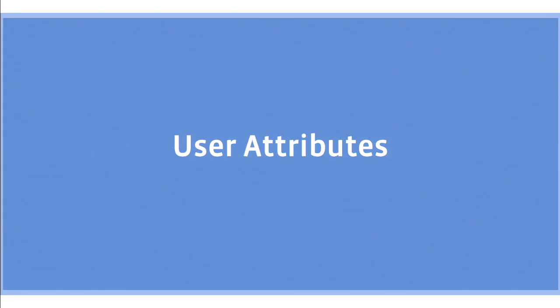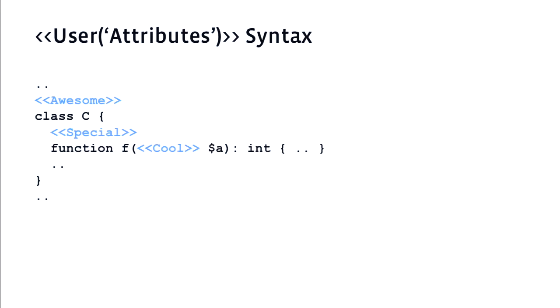Next thing I'd like to talk to you guys about is user attributes. User attributes are a way for us to have annotations that are friendly to tools that don't really have much of a runtime effect, but they allow you to build tools that depend on static analysis. And the syntax looks like the following. You have these weird little double less than, double greater than.